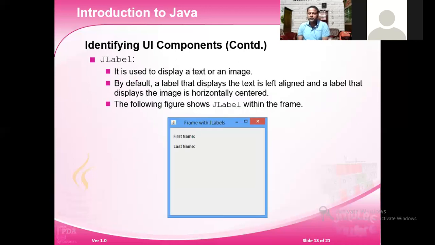JLabel is used to create and display text or images. That is the JLabel that we're using for first name, last name. Okay, label, what is the work of a label? A label describes the purpose of another component.